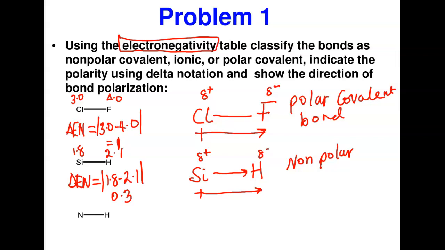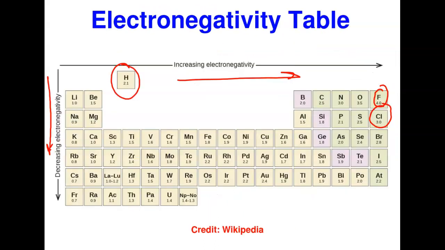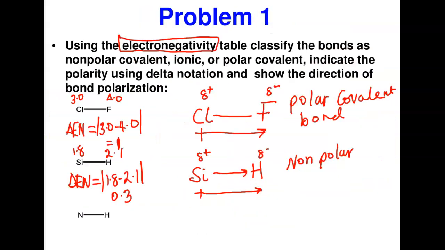The next one is nitrogen to hydrogen. I know hydrogen is 2.1, since I've used it a couple of times. Nitrogen is 3.0, just like chlorine. So I'm going to write my 3.0 here for this one, and 2.1. The difference in En is going to be an absolute value of 3 minus 2.1, which gives you 0.9.